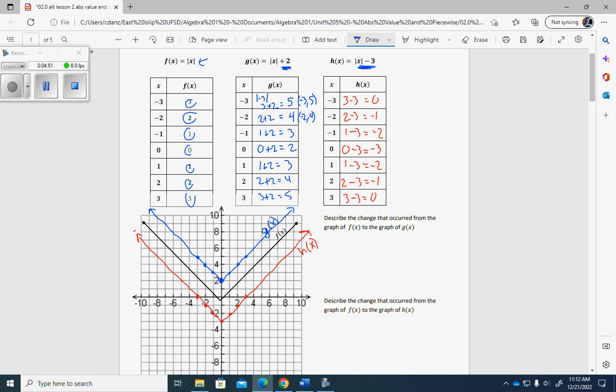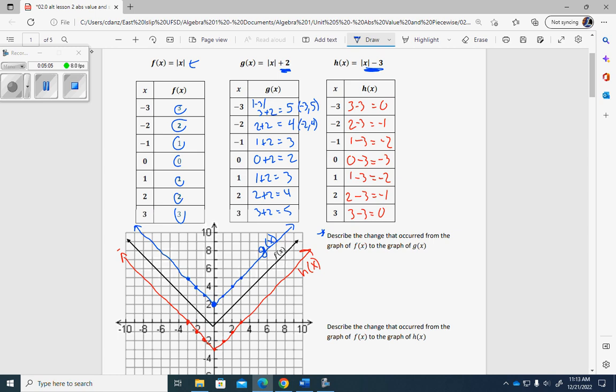So let's answer this. Describe the change that occurred from the graph of function f to the graph of function g. So function f is what was already graphed for us. It's in black here. And function g is my blue graph. So describe what happened from function f to function g. Well, it looks like it just shifted up 2 units to me.